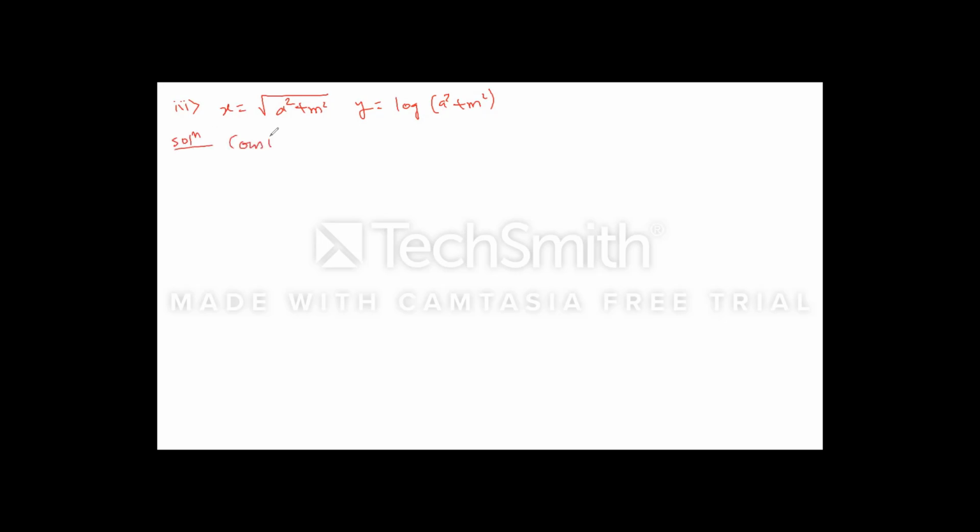So consider first x equals under root a square plus m square. Let's consider the parameter as m. So differentiating x with respect to m, dx by dm equals, now the value is in root, the derivative of root function is 1 upon 2 root of function, a square plus m square, into derivative of function. It becomes 2 under root a square plus m square.